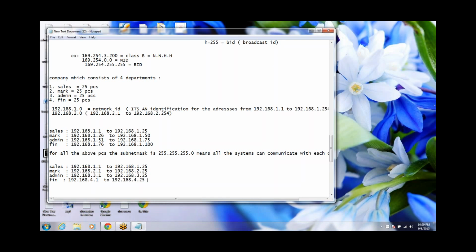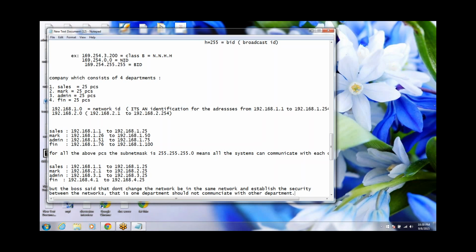But the thing is, the boss said: don't change the network, be in the same network and establish security between the departments, so that one department should not communicate with other departments. Then what to do?